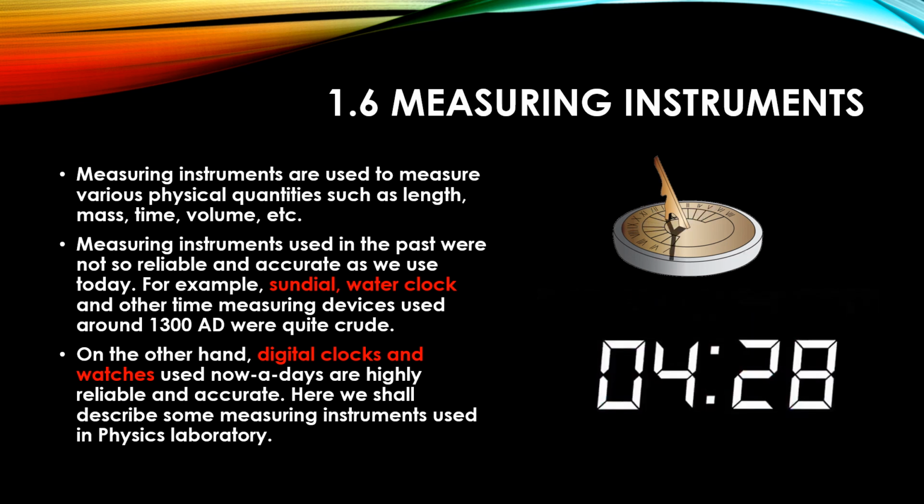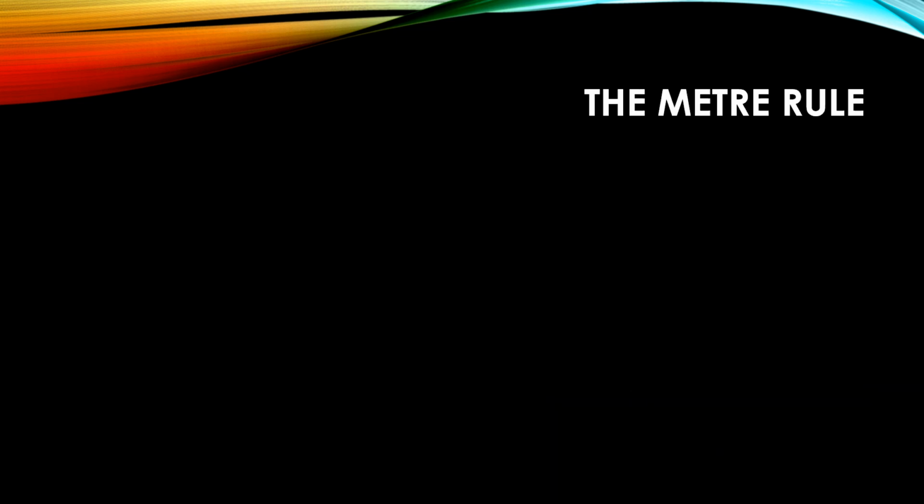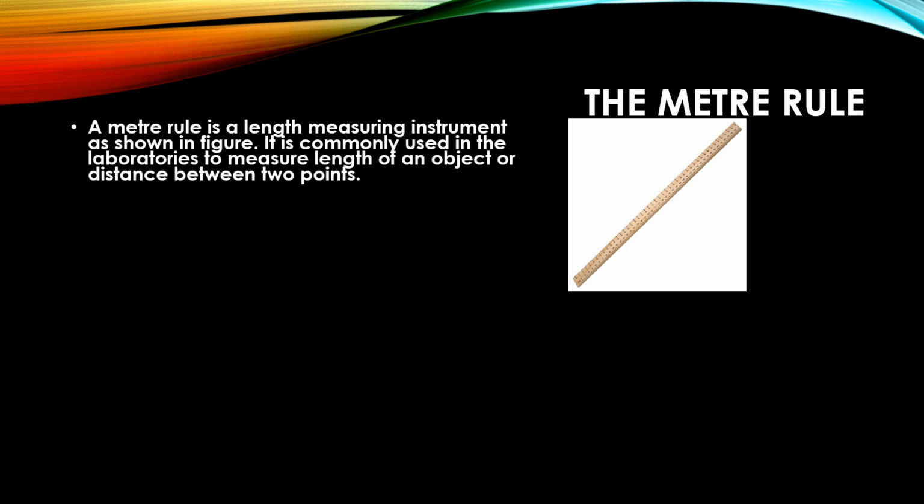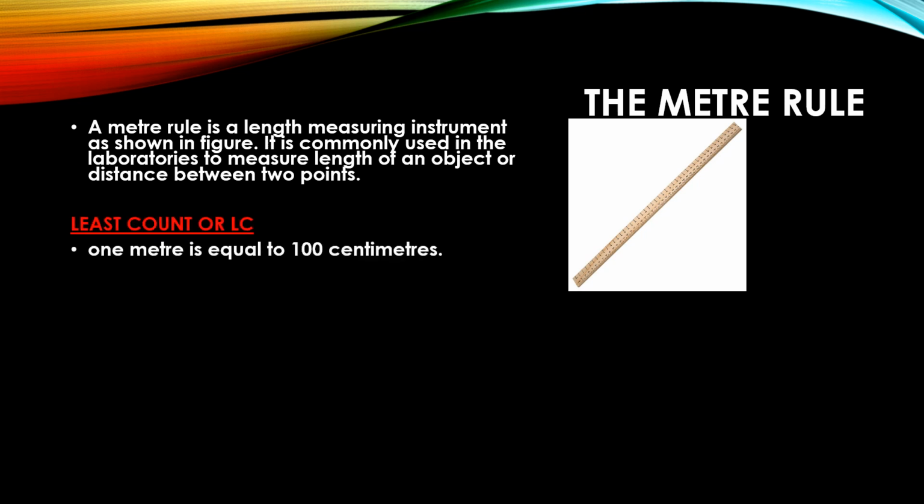Now we will discuss some other measuring instruments that we usually use in the physics lab, starting from the instruments used to measure lengths. First of all, we will discuss the meter rule, as you can see in the figure. Meter rule is a length measuring instrument. It is commonly used in laboratories to measure the length of objects and the distance between 2 points. 1 meter is equal to 100 centimeter.